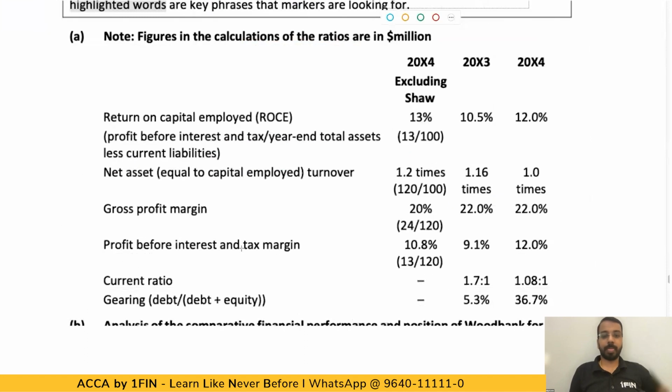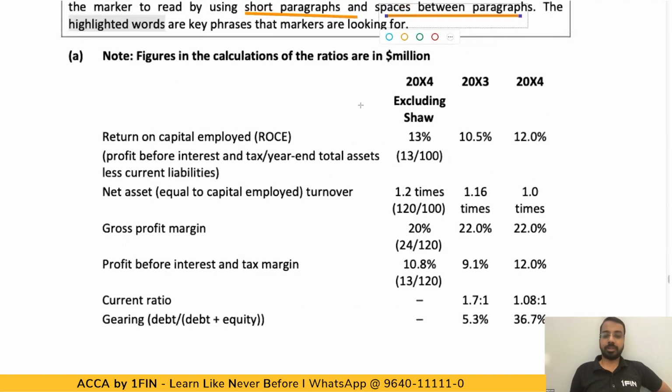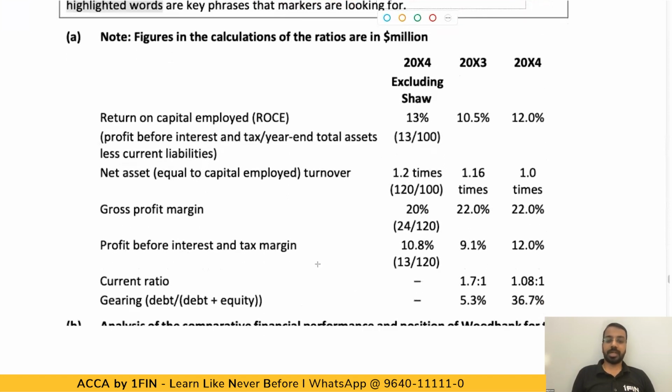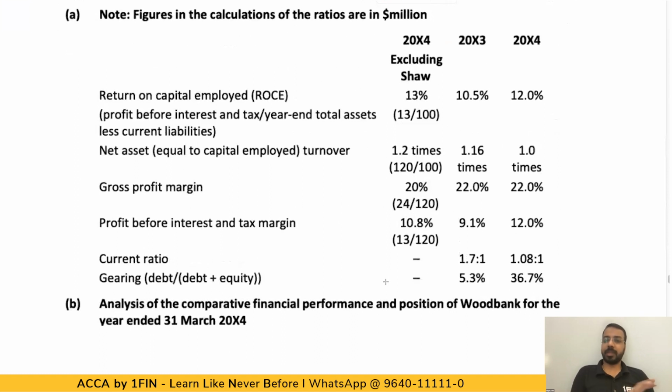So now here, first, the figures in the calculations excluding Shaw. How do we calculate return on capital employed? How do we calculate the net asset turnover? All of these are based on formulas: gross profit margin excluding the acquisition, profit before interest and tax margin excluding the acquisition, right? So these four can be calculated with the help of the information given in the question.